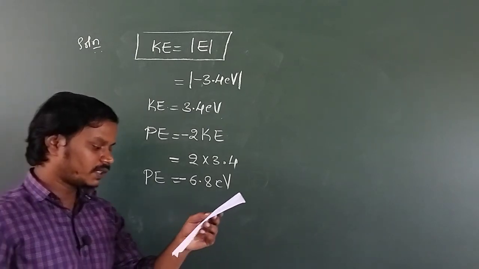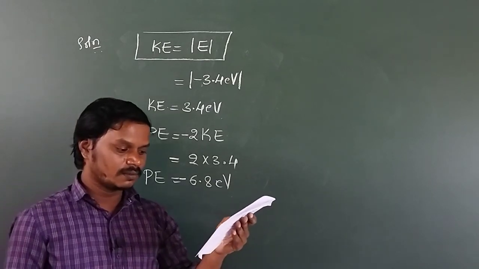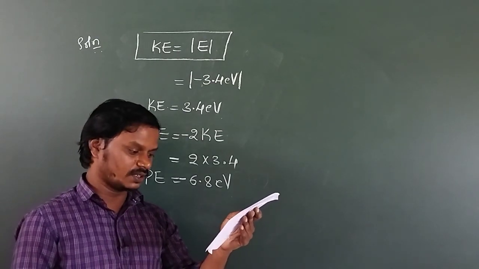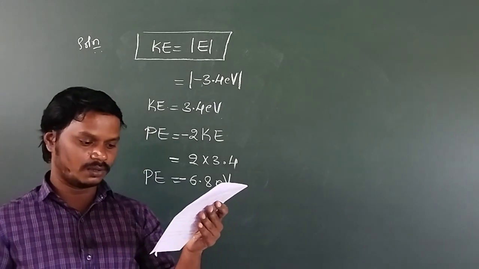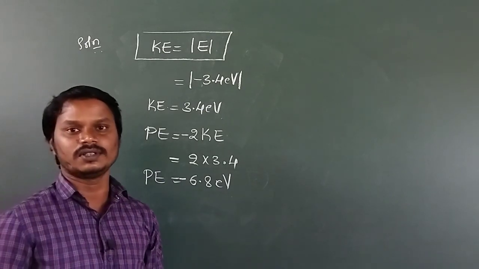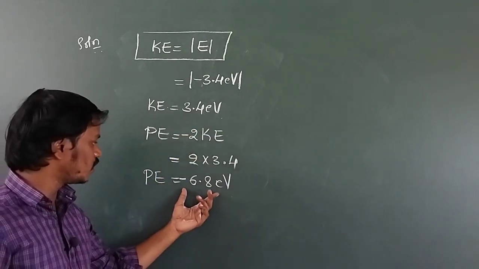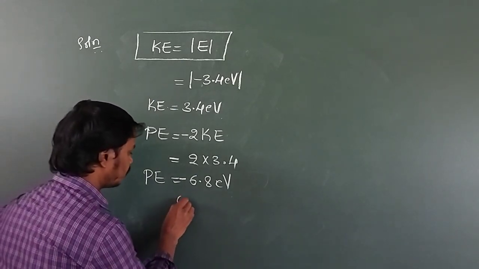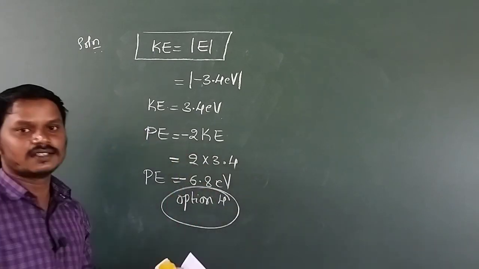So options: first option 3.4 electron volt, 3.4 electron volt. Second option, minus 3.4 electron volt, minus 3.4 electron volt. Third option, minus 3.4 electron volt and minus 6.8 electron volt. In the last option, 3.4 electron volt and minus 6.8 electron volt. Means the kinetic energy is 3.4 electron volt, but the potential energy is minus 6.8 electron volt. Means option 4 is correct. This is the required answer.